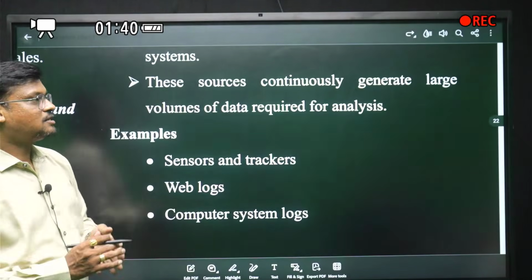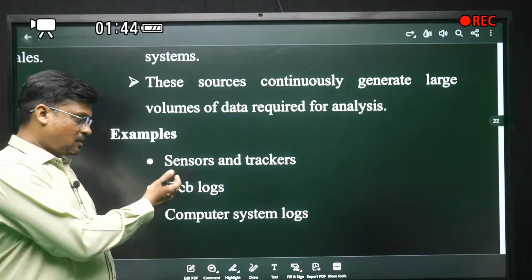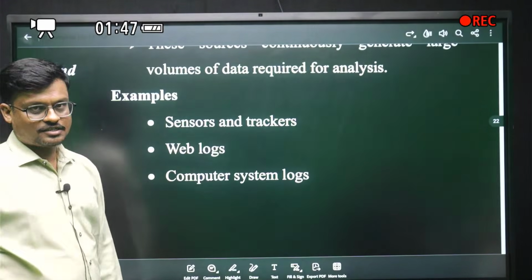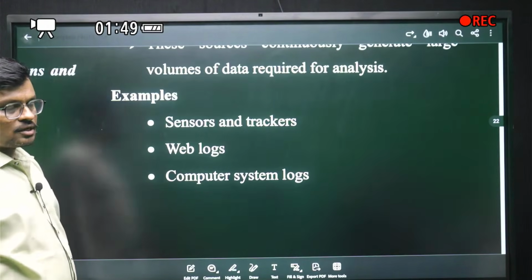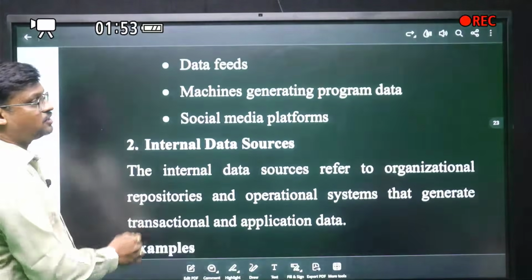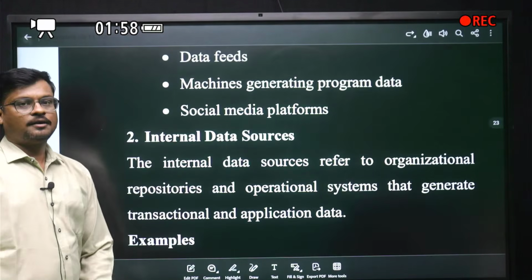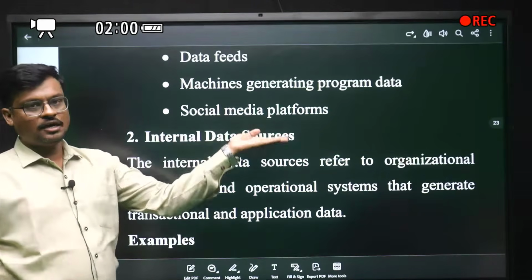These sources continuously generate large volumes of data which is required for the analysis, and the different types of sources are sensors and trackers, web logs, computer system logs, data feeds which are taken from the user, machines generating programming data, and more importantly social media platforms.